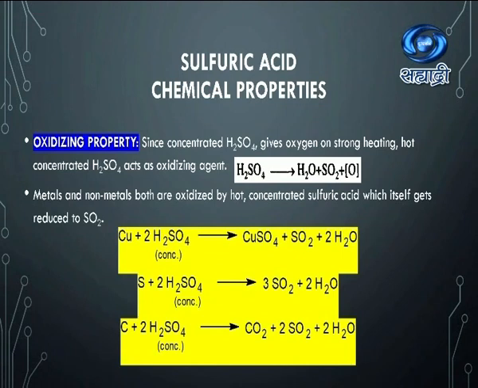Metals and non-metals both are oxidized by hot concentrated sulfuric acid, which itself gets reduced to sulfur dioxide. So Cu plus 2H2SO4 gives CuSO4 plus SO2 plus 2H2O. Then S plus 2H2SO4 gives 3SO2 plus 2H2O, and C plus 2H2SO4 gives CO2 plus 2SO2 plus 2H2O.